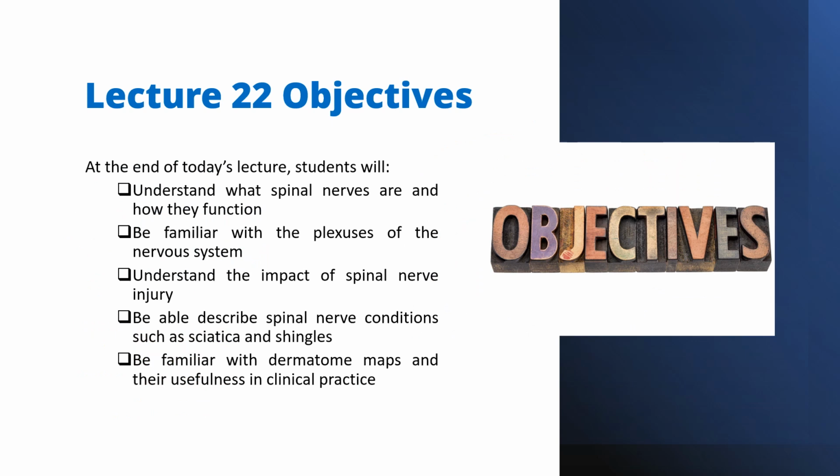And in terms of our lecture 22 objectives, at the end of today's lecture, students will understand what spinal nerves are and how they function, be familiar with the plexuses of the nervous system, understand the impact of spinal nerve injury, be able to describe spinal nerve conditions such as sciatica and shingles, and be familiar with dermatome maps and their usefulness in clinical practice.